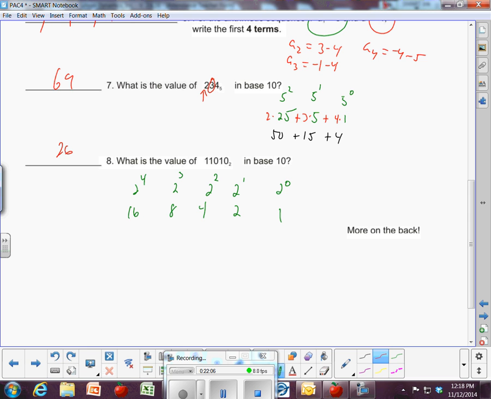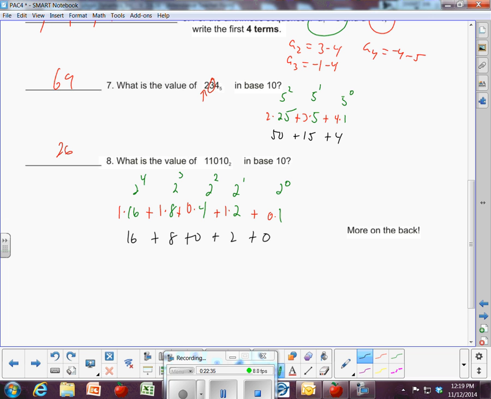I have a 0 times the 1. I have a 1 times the 2. I have a 0 times the 4. I have a 1 times the 8, and I have a 1 times the 16. Values: 16 plus 8 plus 0 plus 2 plus 0, 24, 25, 26.